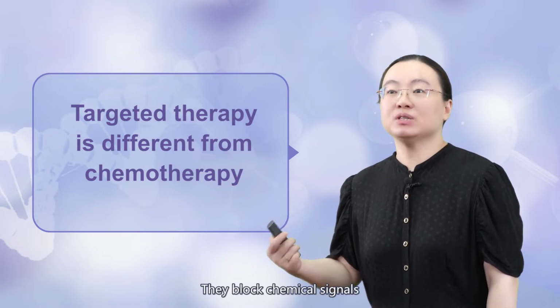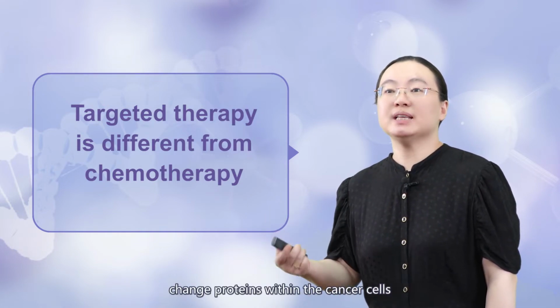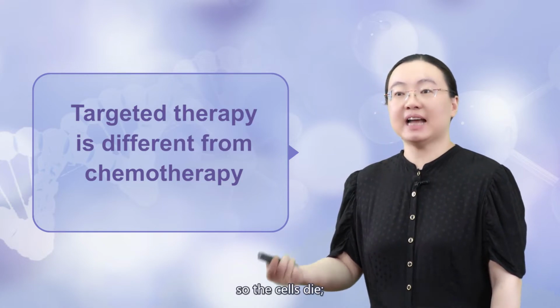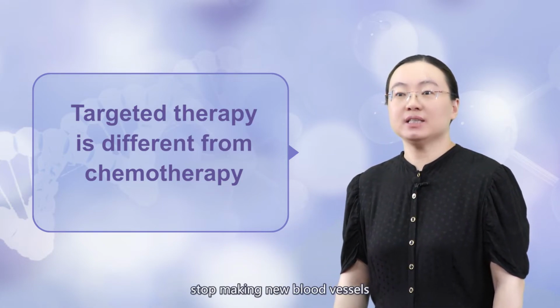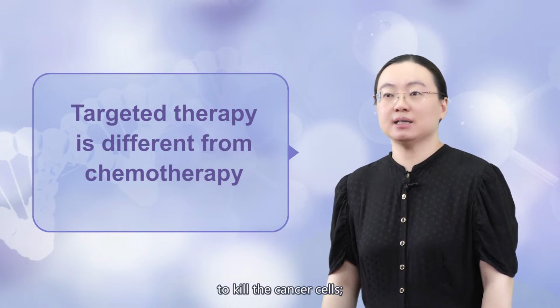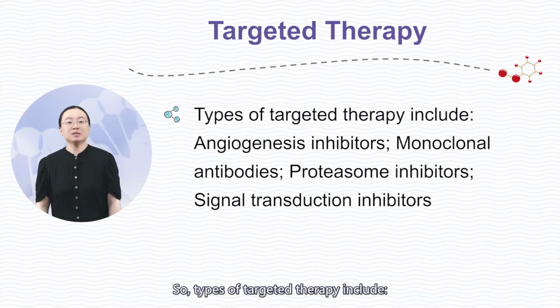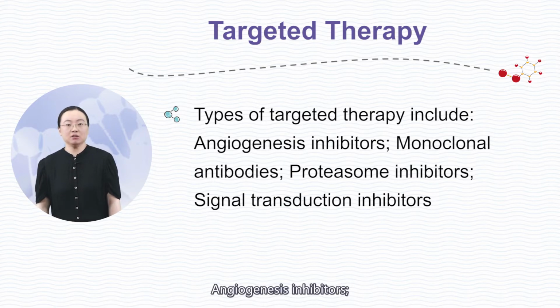They block chemical signals that tell the cancer cell to grow and divide, change proteins within the cancer cells so the cells die, stop making new blood vessels to feed the cancer cells, trigger the immune system to kill the cancer cells, and carry toxins to the cancer cells to kill them. So, types of targeted therapy include angiogenesis inhibitors, monoclonal antibodies, proteasome inhibitors, and signal transduction inhibitors.